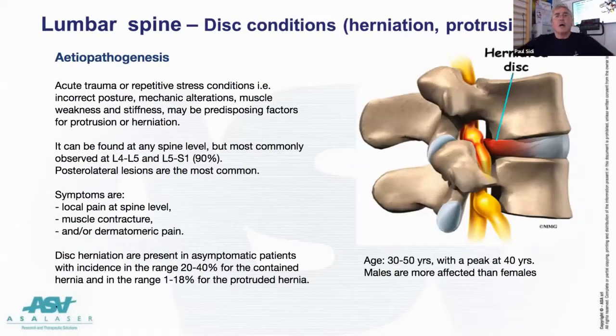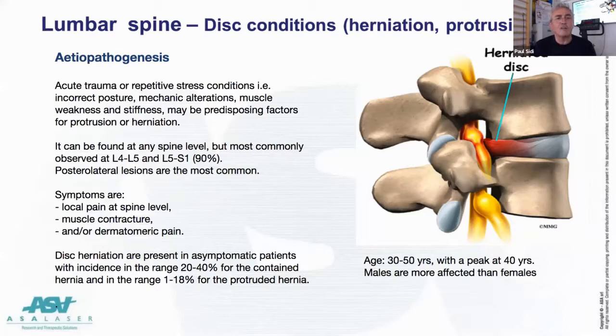Okay, disc conditions, basically, it's down to acute trauma or repetitive stress conditions, incorrect posture, mechanical alterations, muscle weakness, stiffness. These are all things which can lead to that problem. And I'll show you with my very basic system afterwards, when we go through the slides, exactly what's happening. Any level can be affected, usually L4-5 or L5-S1. 90% of all those cases are in that area.